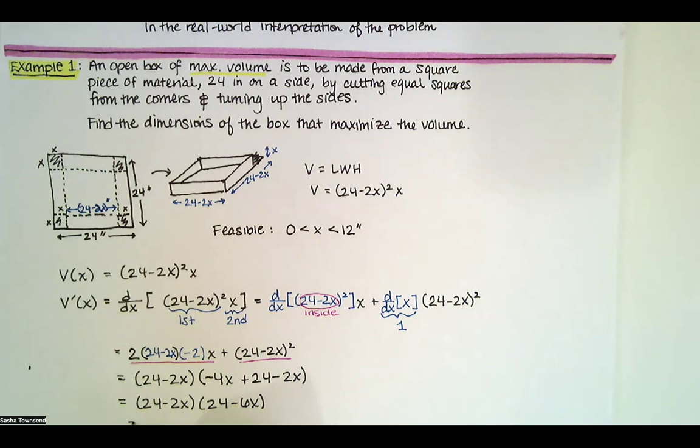These two have a factor of 2 in common, so I'm going to factor that out. These two have a factor of 6 in common, so I'll factor that out. And 2 times 6 is 12. So V prime is 12 times (12 minus x) times (4 minus x).